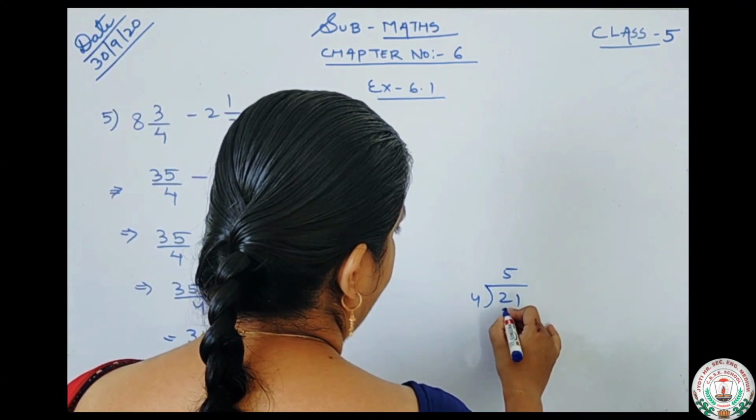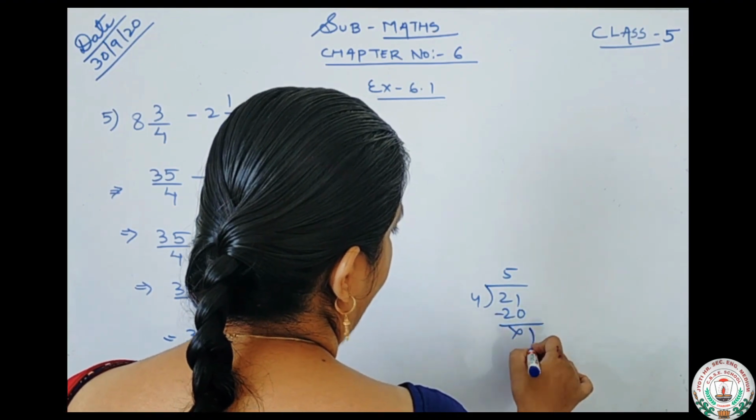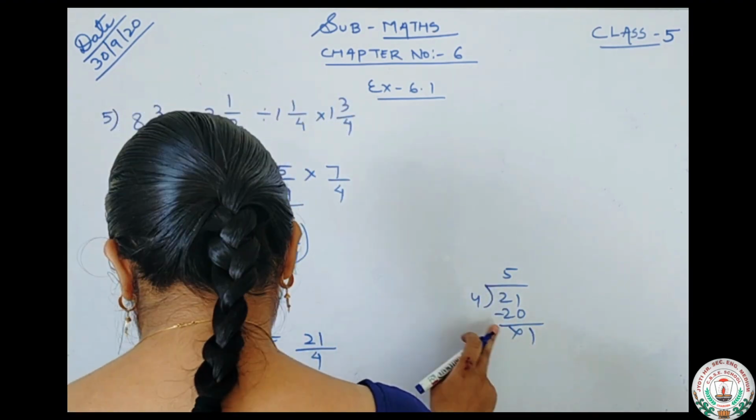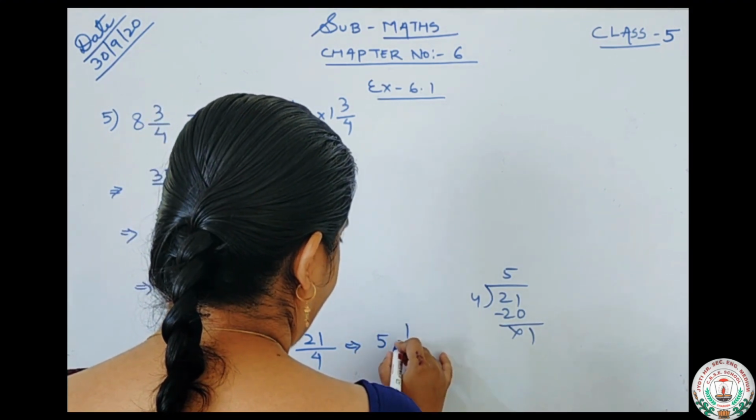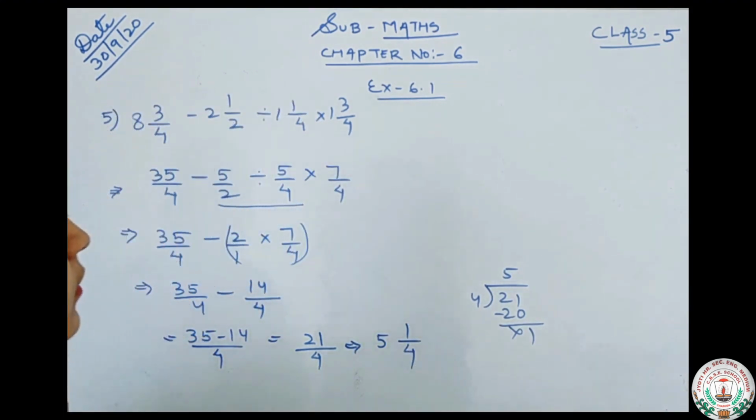4 5s are 20. How are we going to write it? Quotient, remainder upon denominator. So what is our answer? 5 1 by 4. Like this you will solve the mixed fraction questions.